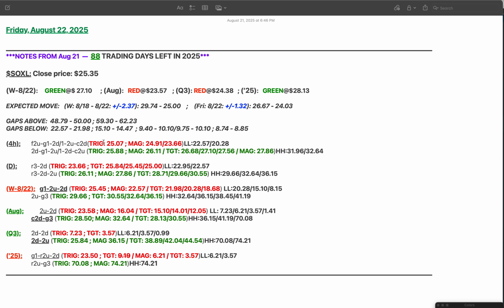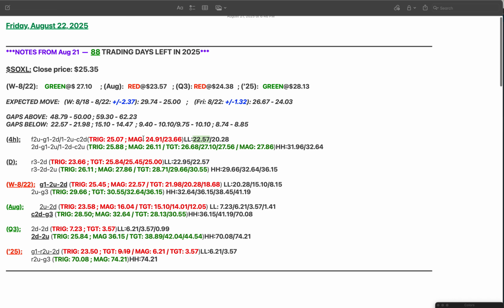That is a pretty good move for a 4-hour candle. We do know that we have our lower low at 22.57, so we can use that as an extended target if we go past the 23.66. But as you'll see here, more often than not, the 4-hour magnitude for a 4-hour reversal many times is the trigger for the day. So let's go ahead and mark that magnitude of the 4-hour as the trigger for the day. We'll come back to that in a second.